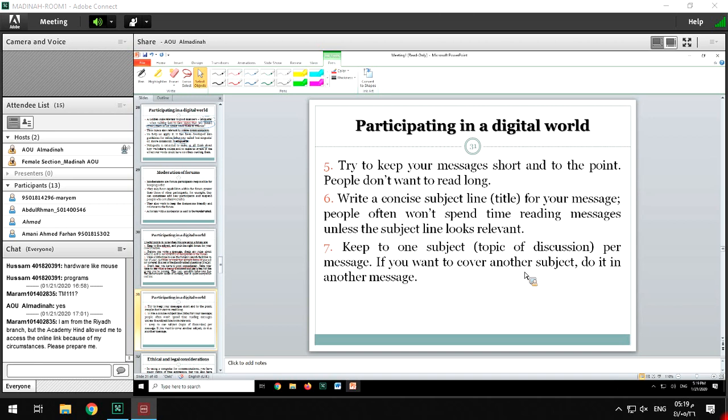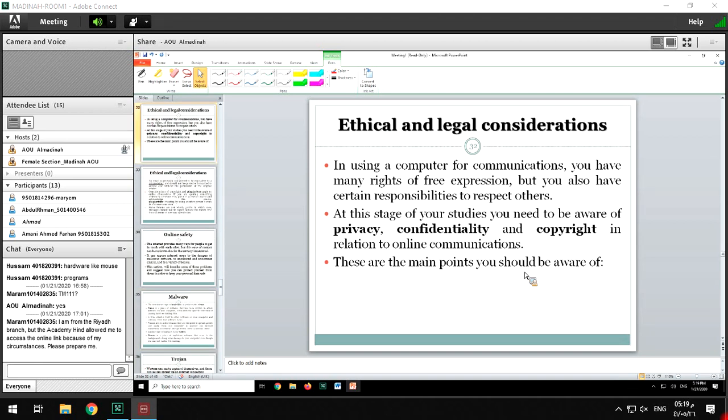Next we talk about ethical and legal considerations when using communication technologies. In using computers for communication, you have many rights of free expression, but you also have certain responsibilities to respect others. At this stage of your studies, you need to be aware of privacy, confidentiality, and copyright in relation to online communication. These are the main points you should be aware of: privacy, confidentiality, and copyright.